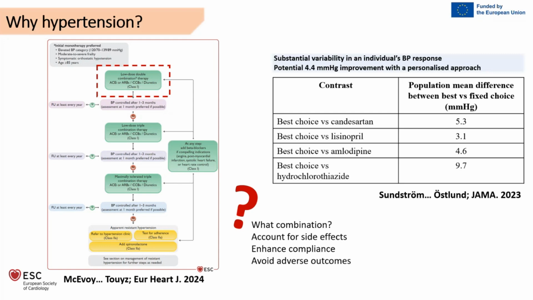This demonstrated an average of 4.4 millimeters of mercury drop in blood pressure in addition for that personalized approach. Obviously, there was variation depending on what was deemed the best choice and what it was compared to. But this highlights the potential impact we could have if we were able to select the best medication for that individual patient.